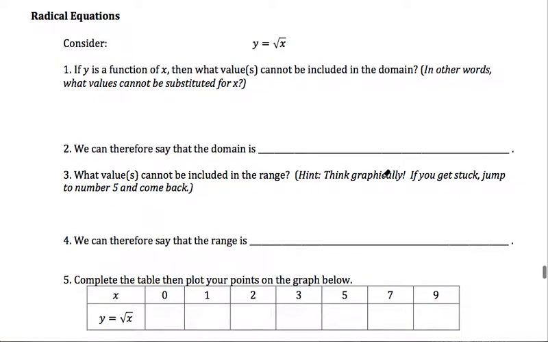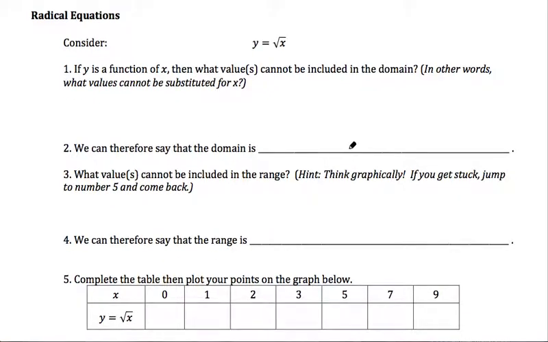The other one we're going to consider are radical equations, equations that have a square root in them. We're just going to stick with a square root. We're not going to get into cube roots and fourth roots and things like that. But if y is a function of x, then what values cannot be in the domain? What can't we put in for x? Well, hopefully when you're thinking about the square root, what can't go inside there? We can't take the square root of a negative number. So if we can't take the square root of a negative number, how can we write that? How can we say what the domain is?